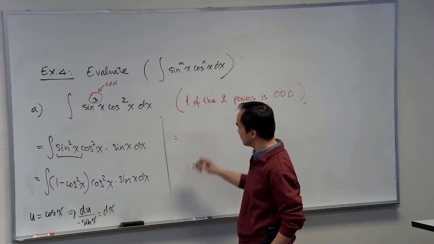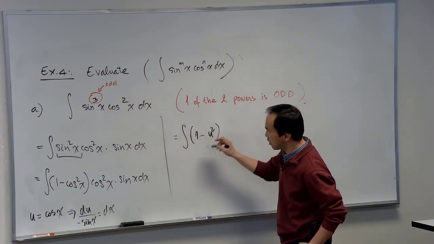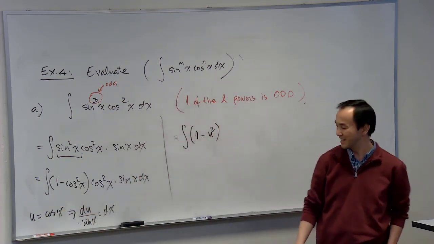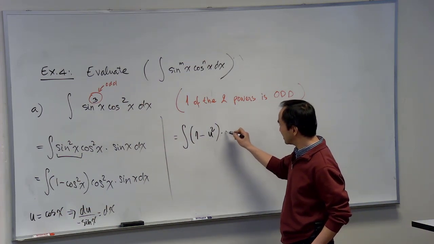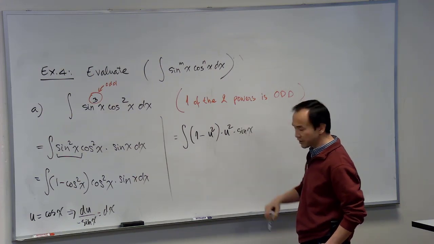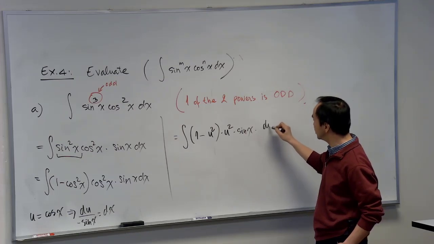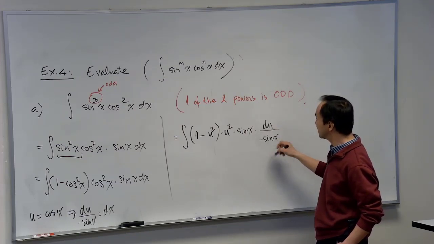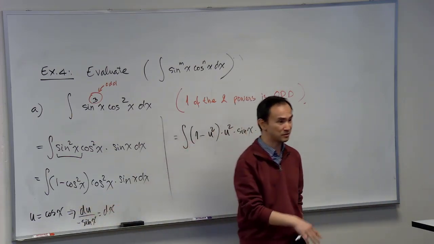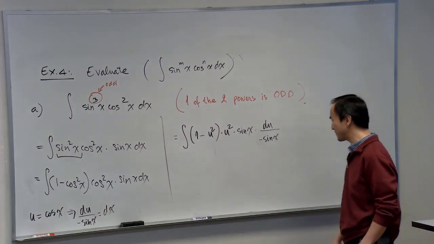So the integral becomes, in parentheses, 1 minus u squared, because we substituted u for cosine of x. But don't forget, we have another cosine squared, so that is multiplied by u squared. The sine of x didn't get any substitution, it stays the same. And then the dx is substituted by du over negative sine of x. I could have also written dx equals minus du over sine of x, but I decided not to. There's no particular reason for that.